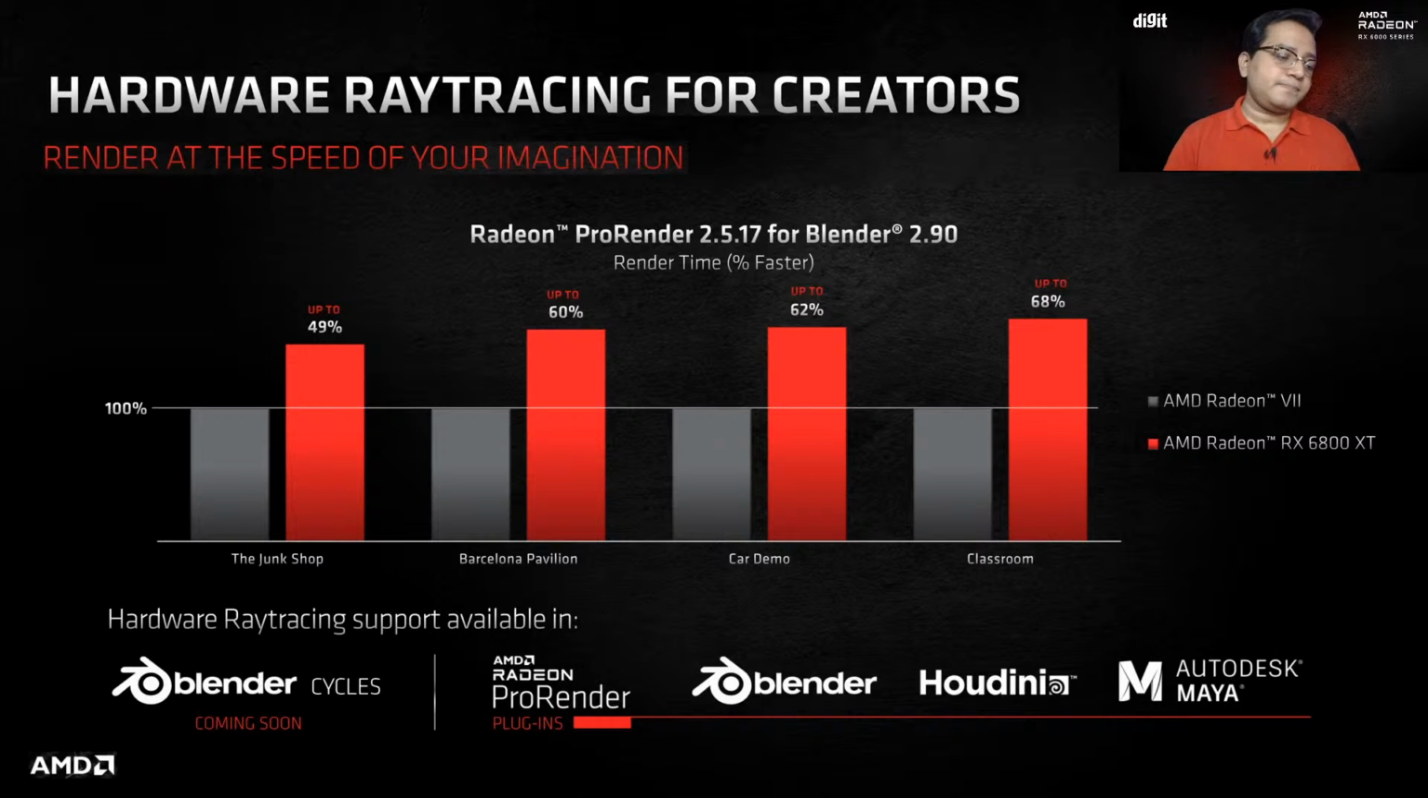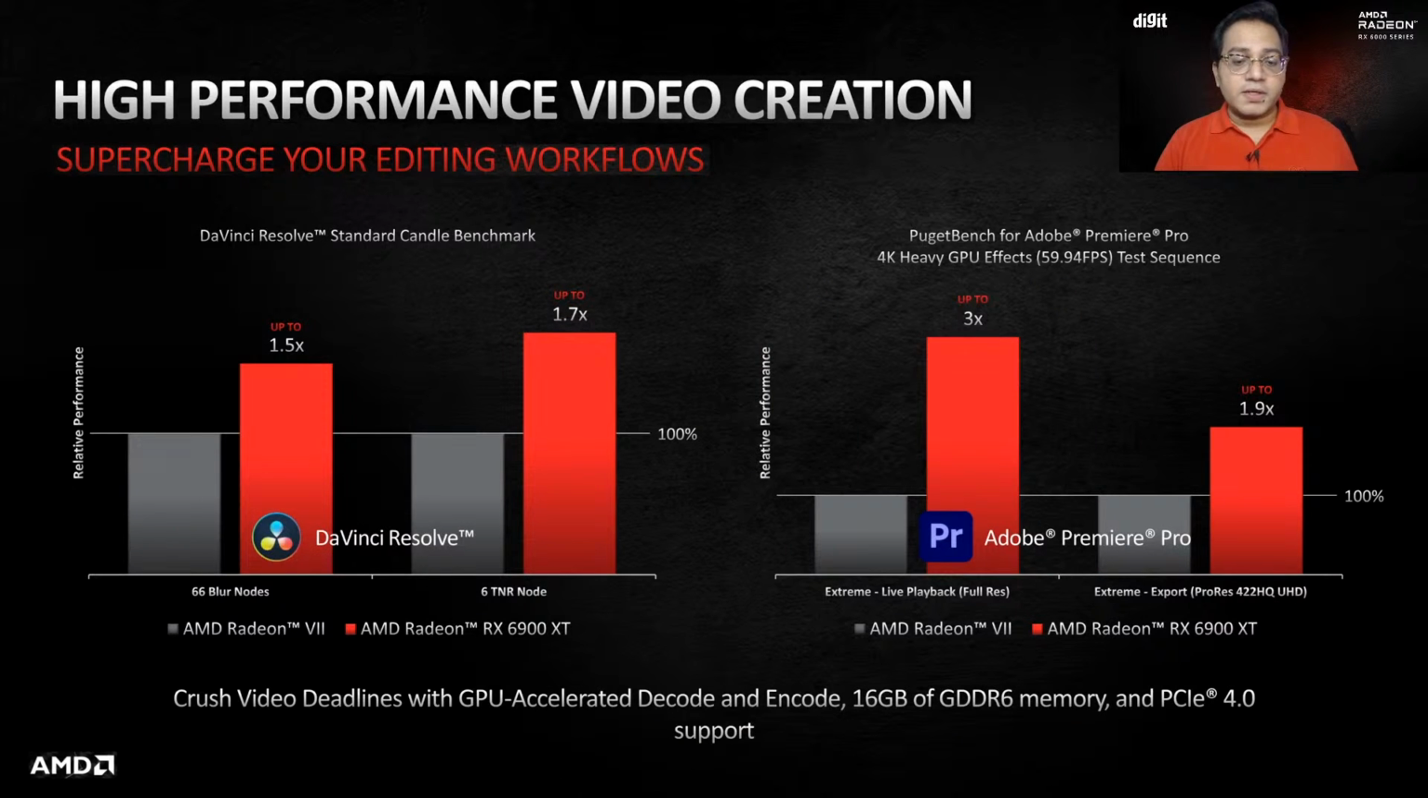Moving on, we have two more extremely popular video editing software, Adobe Premiere Pro and DaVinci Resolve. The Radeon RX 6900 XT ends up performing up to 1.7x the performance of the Radeon 7 in DaVinci Resolve, and up to 3 times better performance in Adobe Premiere Pro. And if you try to focus on the Premiere Pro benchmark over here, it is using 4K 60 FPS footage with a lot of effects tacked onto the project.